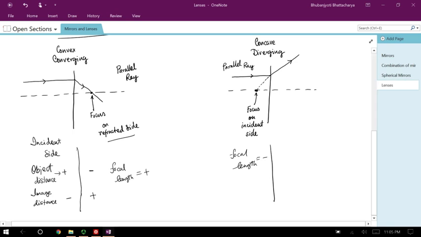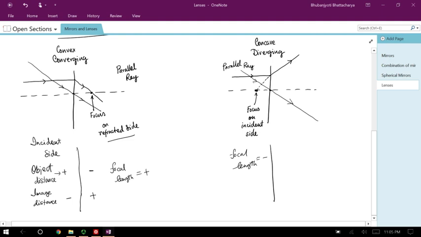So the second example would be if a ray of light is incident at the optical center, then it passes undeviated. So if I have a ray of light that comes like that, then that goes undeviated. And the same exact thing is true even for diverging lenses. This is not different. If a ray of light comes through the optical center, it just passes undeviated.